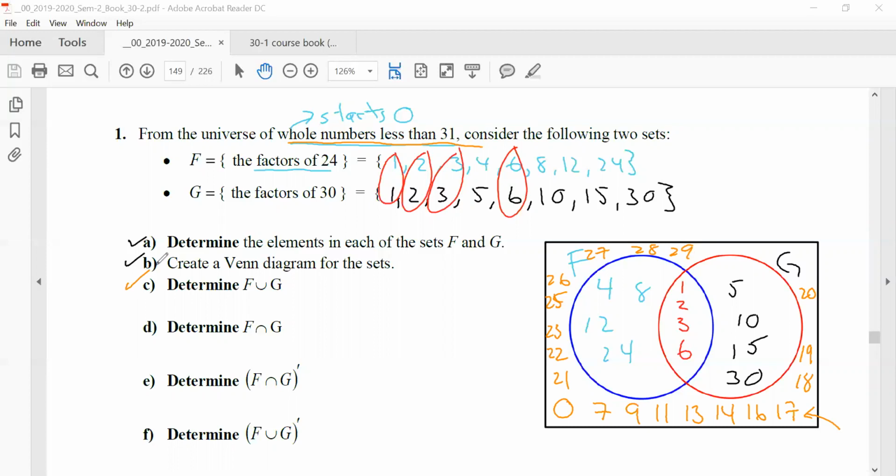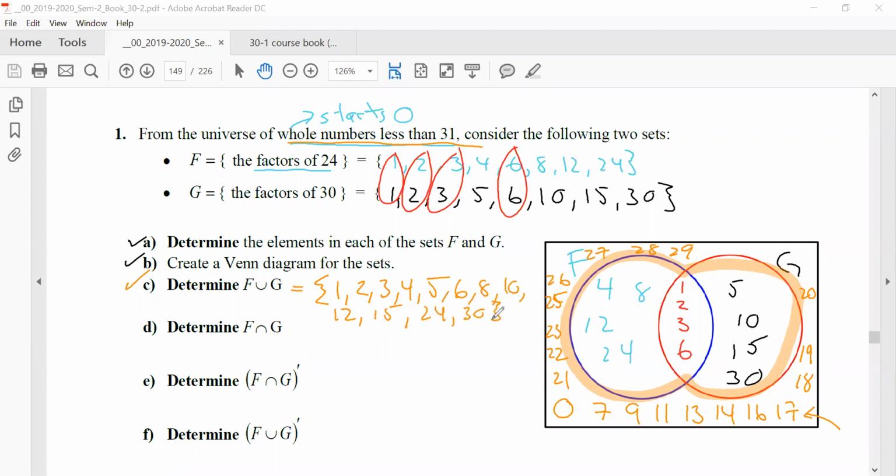Part C, determine F union G. Okay, so F union G, I'm just going to use my highlighter here. F union G would be that right there. So F union G would be all those elements, and it doesn't hurt to put them in increasing order if you can. It certainly helps your teacher when they're trying to figure out if you know what you're doing or not. Oh, look at, I already missed the 4. 4, 5. It's all of these, so this is going to be a pretty big set. 6, 8, 10, 12, 15, 24, 30.